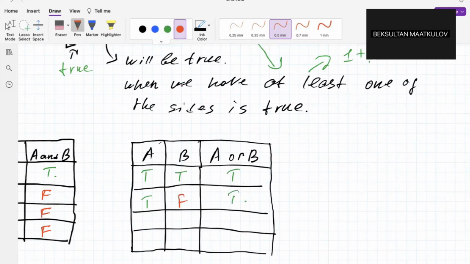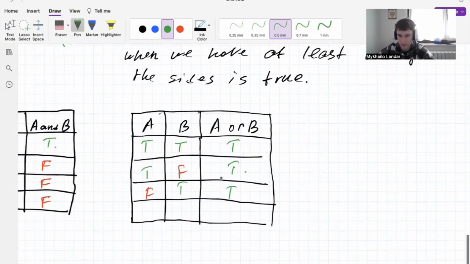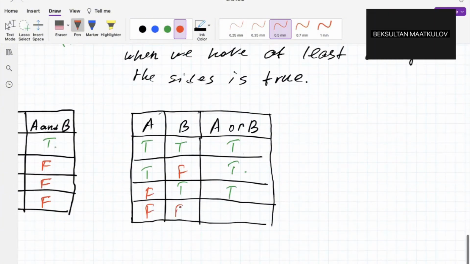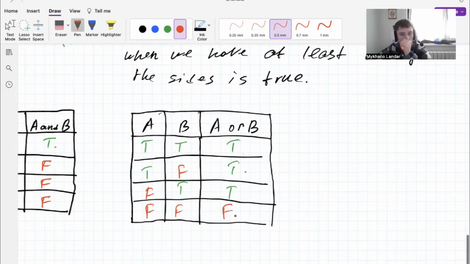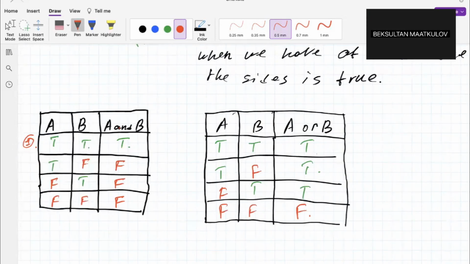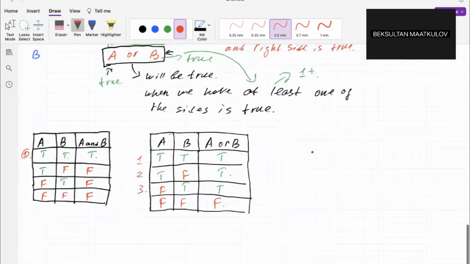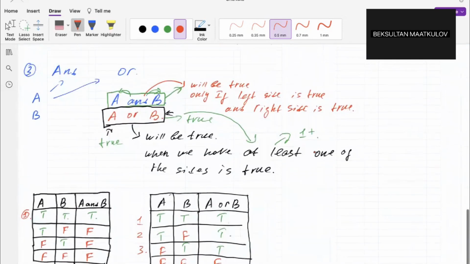What about if A is false and B is true? It will be true again. In the last case where both sides are false, what you'll have in this side? False. So just remember that A and B can be true only in one case, and A or B can be true in 3 cases. 1, 2, 3. So A or B is false only when the left side and the right side are both false. That's the difference between A and B and A or B.